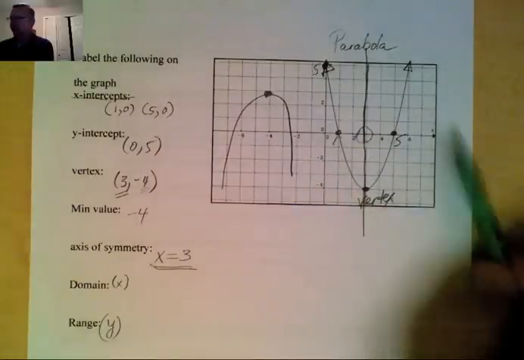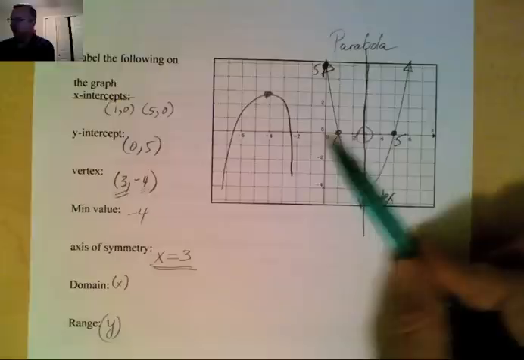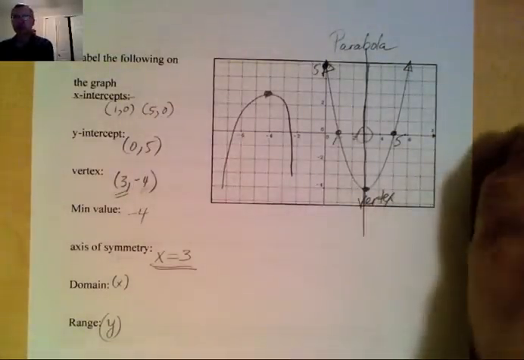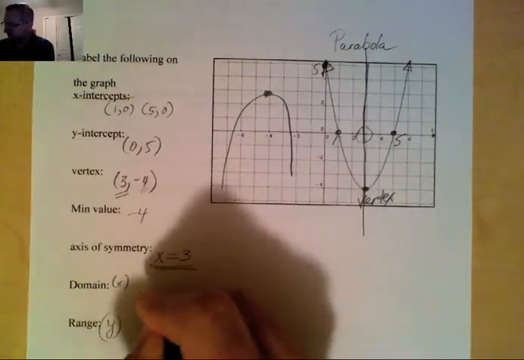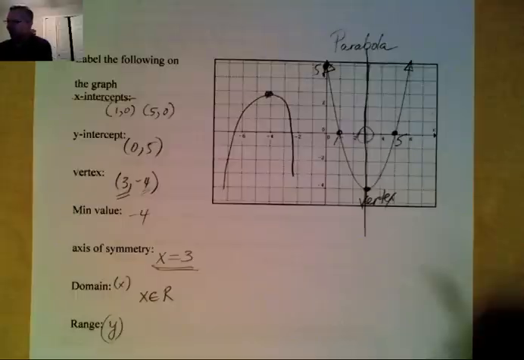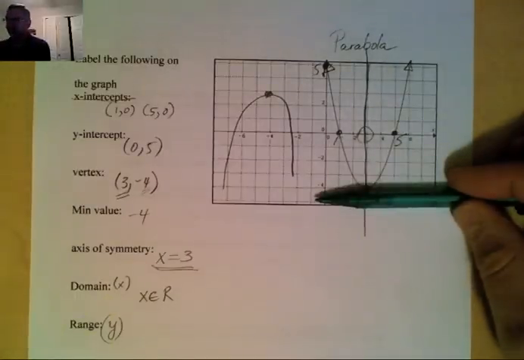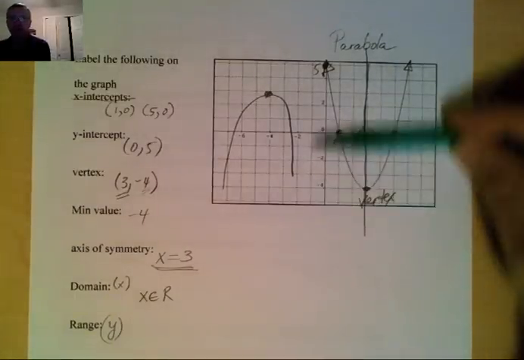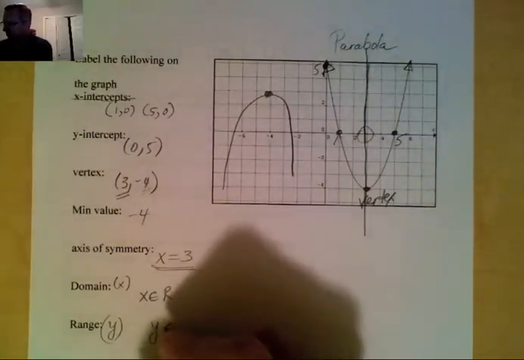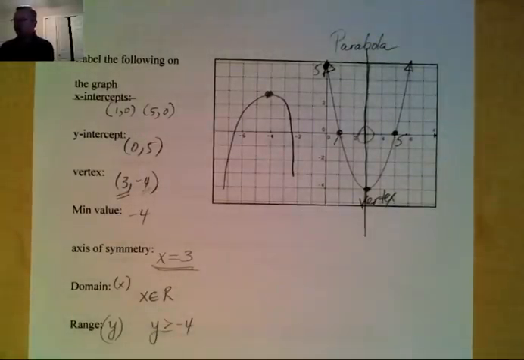So if we look at what x values are used for this parabola, this graph keeps going to the left forever, and it keeps going to the right forever. So we say the domain is x is an element of real numbers, or it's all real numbers. The range, well, the lowest value on this graph is -4, and we use all values larger than -4, so the range is y is greater than or equal to -4.